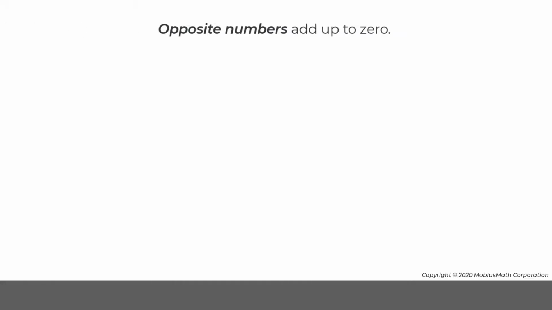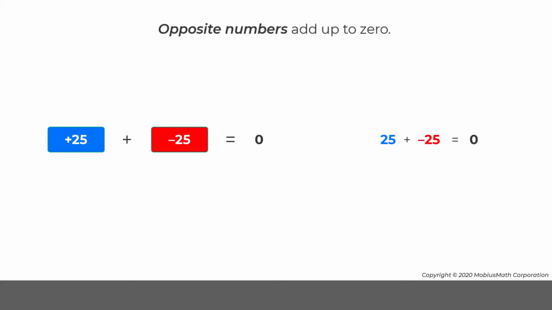Opposite numbers add up to 0. For example, a video game has positive and negative energy bars. When a positive 25 bar and a negative 25 bar are combined, the result is 0. This situation can be represented by the equation 25 plus a negative 25 equals 0.